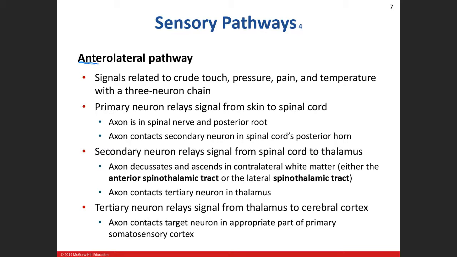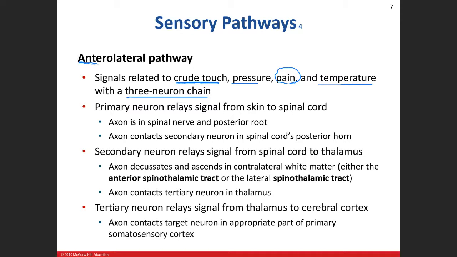Sensations, you need to know this. Crude touch, crude unrefined touch. Again, pressure. Pain, that's a big one. And then temperature. It's also going to utilize a 3-neuron chain. So we're going to go through those 3 neurons once again.